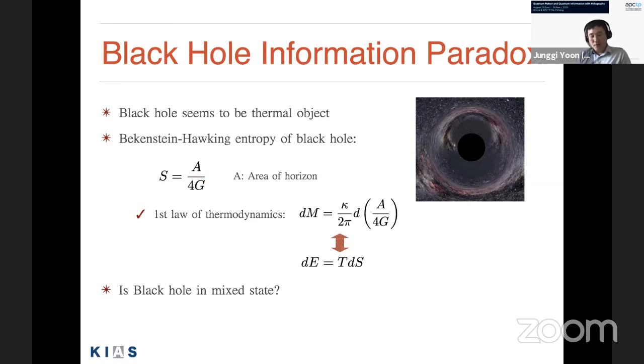Also, black holes follow the first law of thermodynamics, where the mass is analogous to the energy, kappa, the surface gravity, corresponds to the temperature of the black hole, and the entropy corresponds to the area of the horizon. So from this point of view, you can say that the black hole is in a mixed state or thermal state.